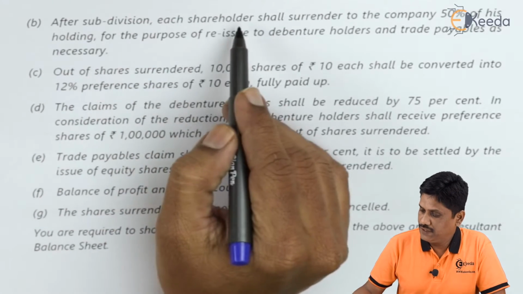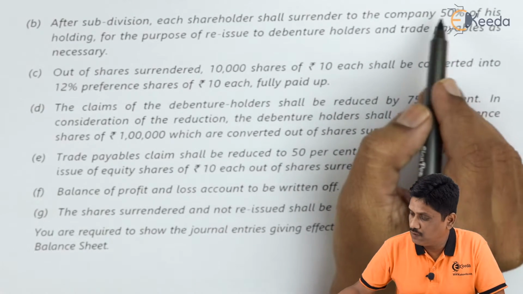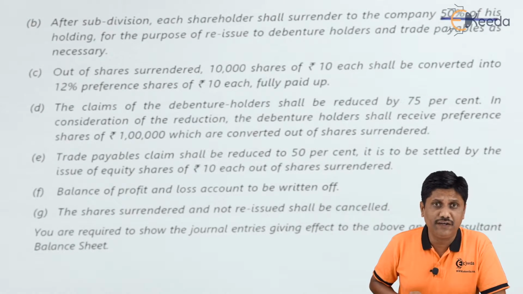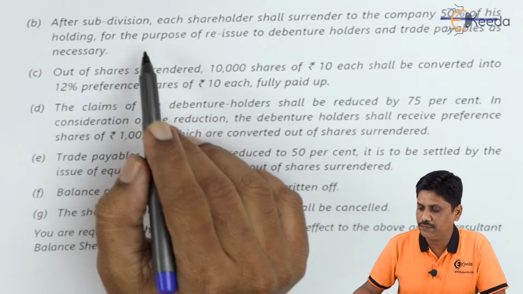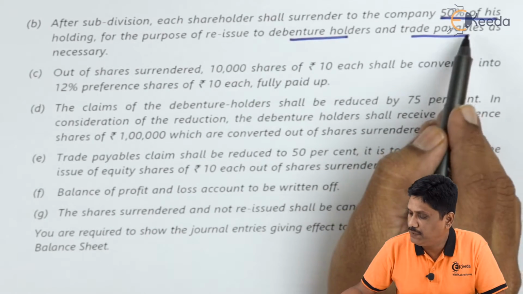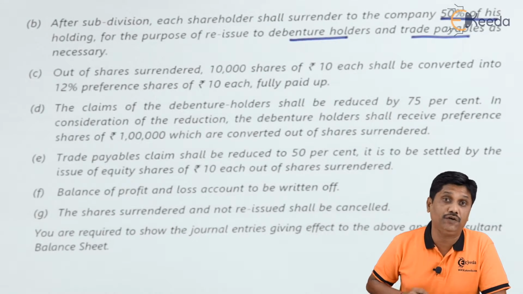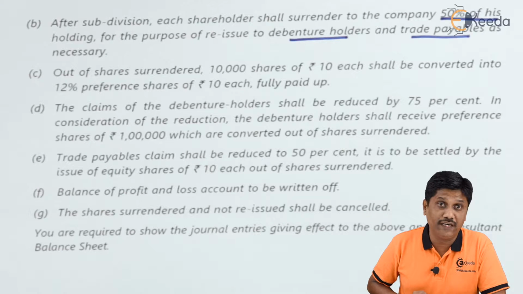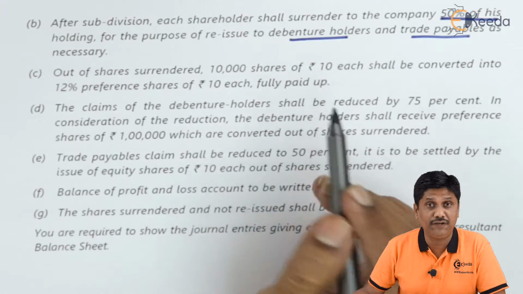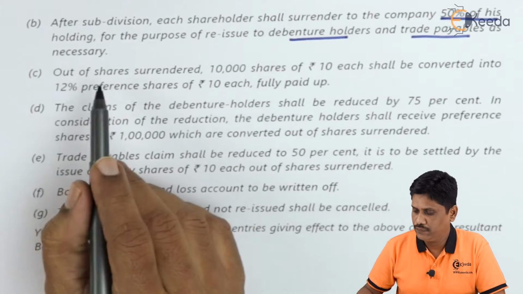After subdivision, each shareholder shall surrender to the company 50% of his holding. We have decided earlier there will be 1 lakh shares of 10 each. Of that, 50% they will surrender for the purpose of reissue to the debenture holder and trade payable. That means they want that you settle your liabilities, that is debenture holder and trade payable. That means these shares can be issued only to these two parties. If it is not issued, it can be cancelled.